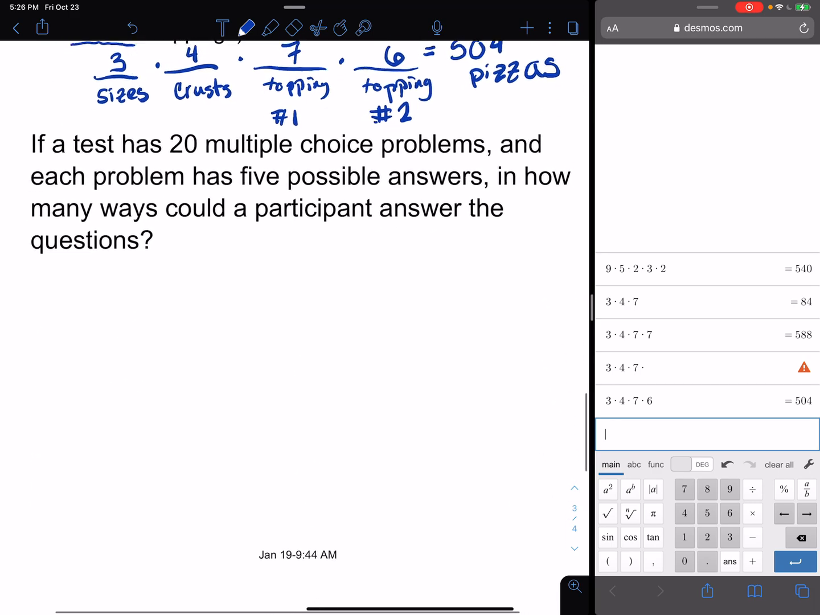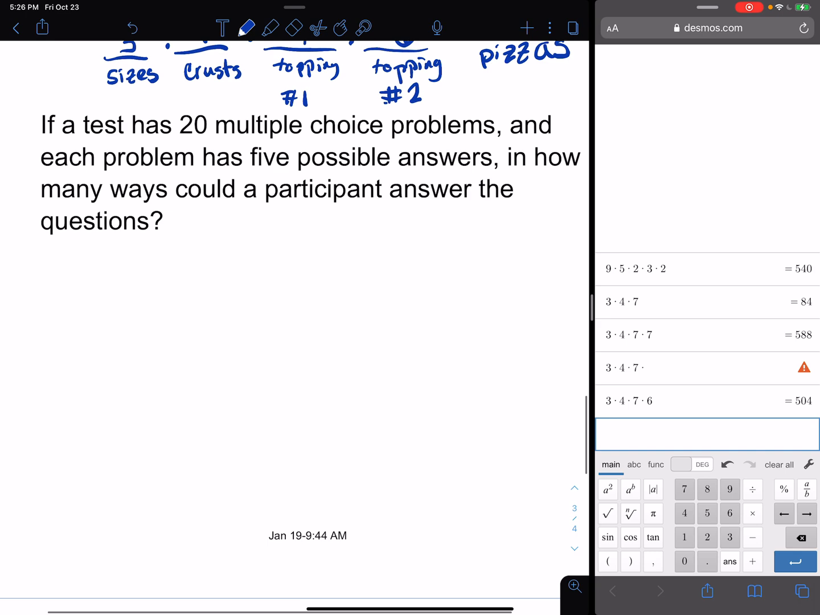Let's look at the next question. So they tell us if a test has 20 multiple choice problems and each problem has 5 possible answers, in how many ways could a participant answer the questions? So if we think about what's going on, right, we're on question 1 of the test. It's multiple choice and there's 5 possible answers. So I have to choose one of the 5 options.